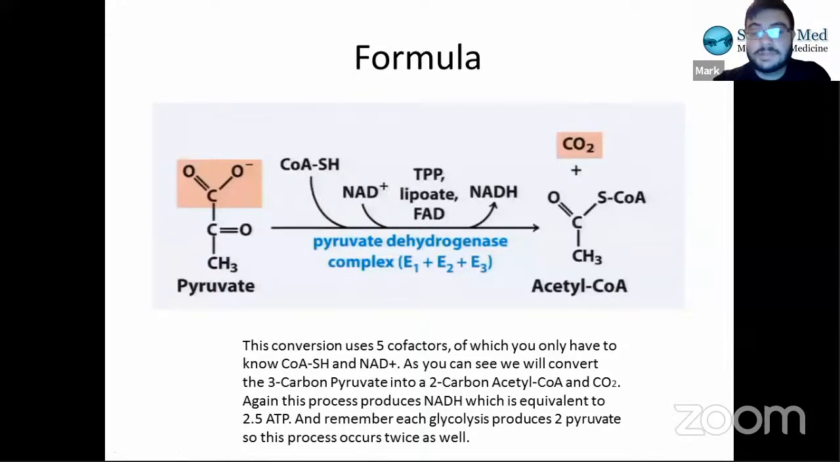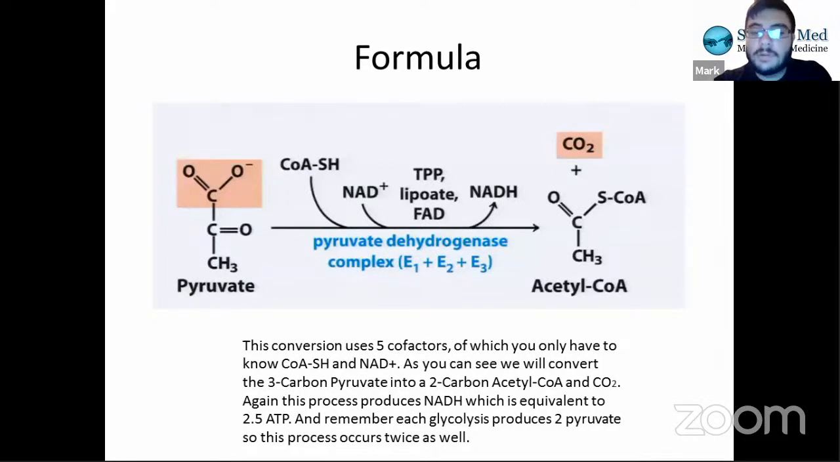Again, NAD+ is important because we reduce NAD+ into NADH, and that's how we make energy off this step, because each is equivalent to 2.5 ATP. And CoA is how we get the coenzyme onto the acetyl group, and that's why it's called acetyl-CoA.